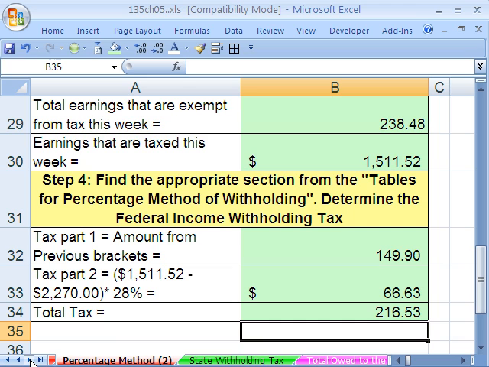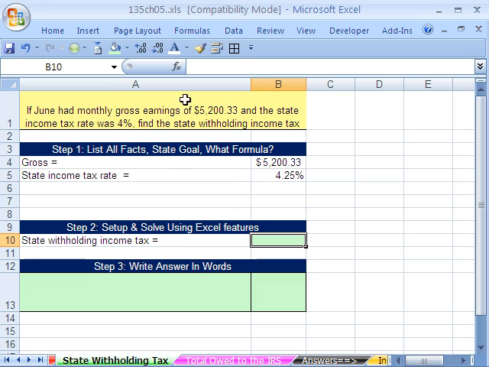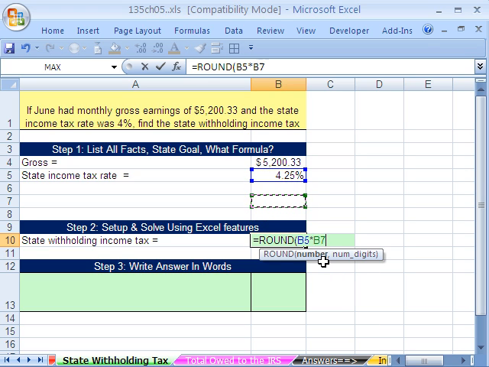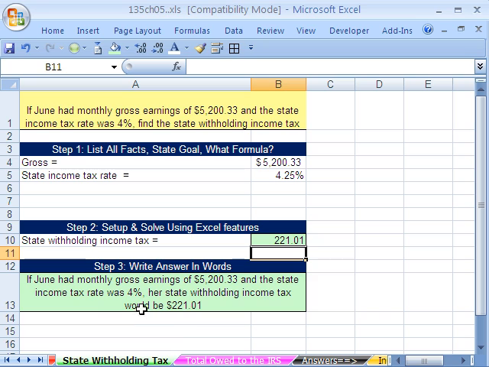Two last quick topics, state withholding and then total owed to the IRS. State withholding. Here's our little setup. We have gross earnings of this and a state income tax rate of this. It's simply multiplying. Now, each state does it differently. This is a simplified example. But for us, it's simple. We're just going to multiply. Equals round, that rate times that gross, comma 2, close parentheses. And of course, if this was a word problem, you would type your answers out. If June had monthly gross earnings of this and the state income tax was that, her state withholding income tax would be that.